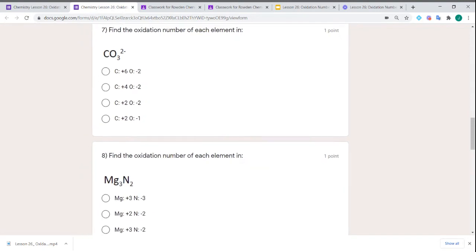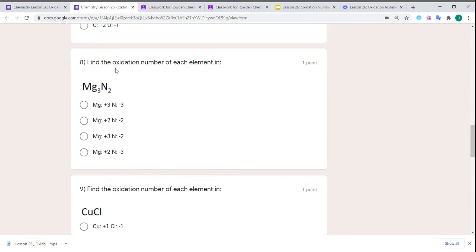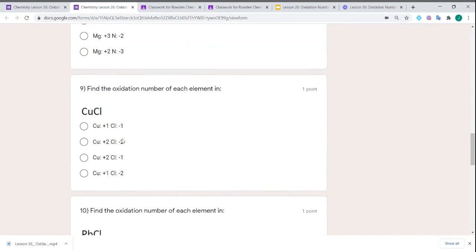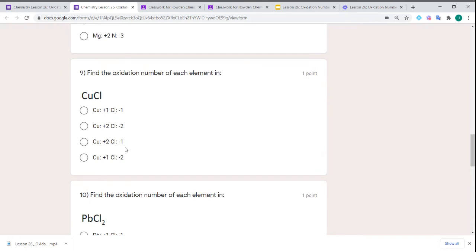Okay, number 8, Mg3N2. We know that Mg is +2, and there's 3 of them, which makes +6. To balance that out, you need to have a -3 for the N to have a -6. So +2, -3. I know Mg because it's in group 2. For this one, it's just that chlorine is -1. So to balance that out, copper has to be +1.